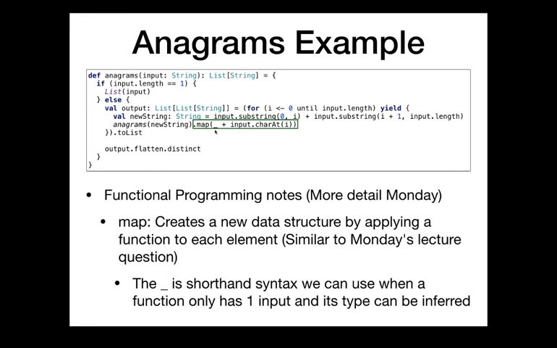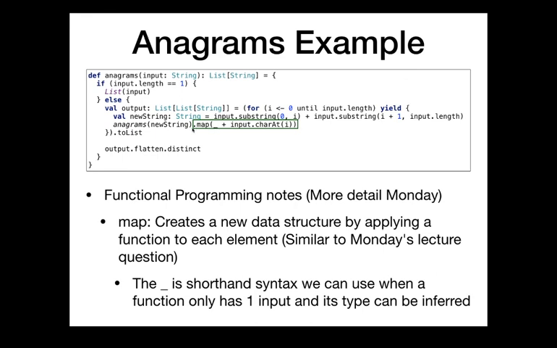I could do parentheses, s of type string, and then the arrow, equals greater than, and then input dot charAt of i and append it to s. I could write my function in that same syntax that we used before. If I want to show off some new syntax today, you can shorthand this a little bit with the underscore. I can say underscore plus that character, and the underscore is going to be the input of the function, if there's only one input to the function, and if the type of that input can be inferred.